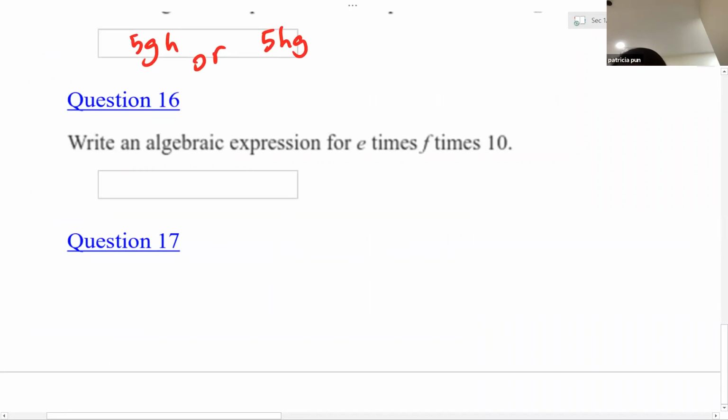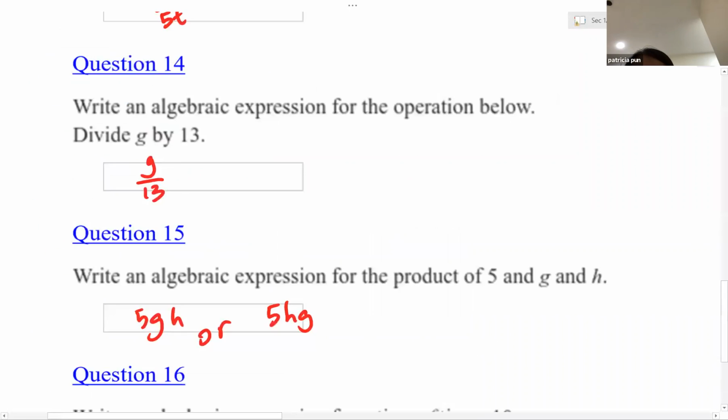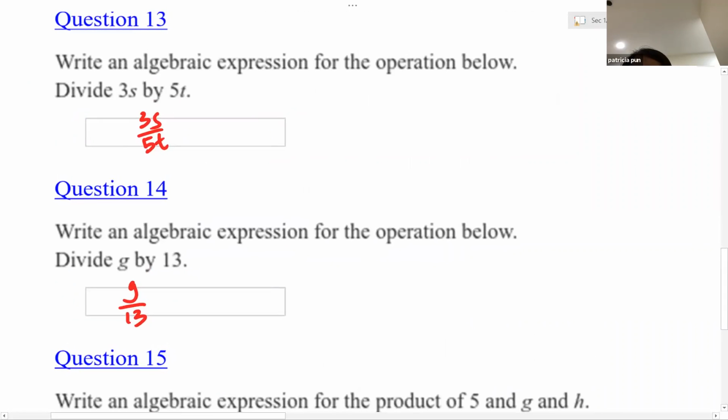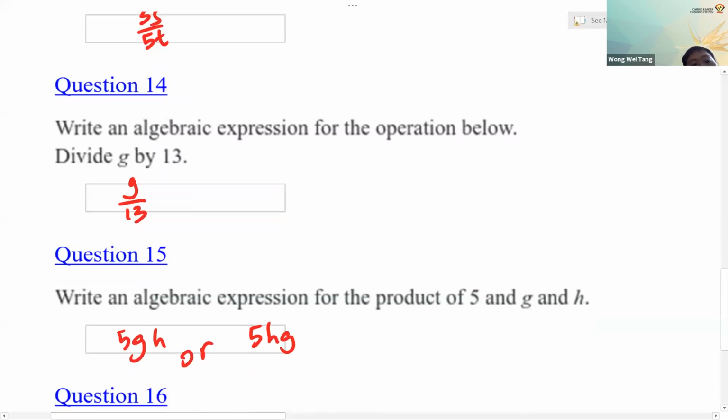Mr. Wong, I didn't catch question 13 and 14. You didn't what? I didn't copy question 13 and 14. I'm not expecting you to copy, as long as you know how to do it, it's fine. Okay? It's more important to understand. But I've shown you already.